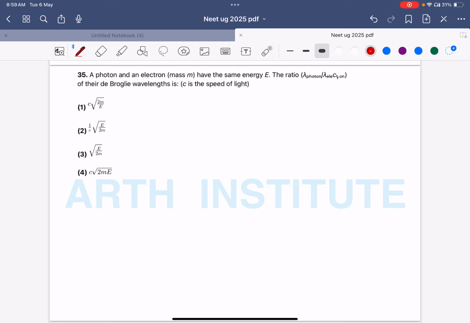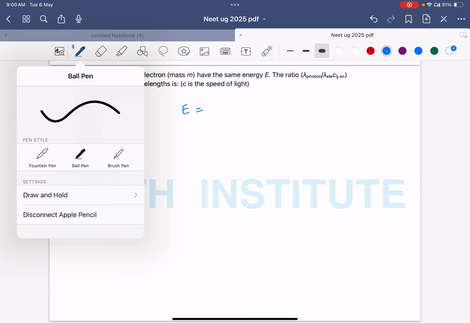Next is: a photon and an electron have the same energy E. The ratio lambda photon to lambda electron of their de Broglie wavelengths is? Now, you know that both photon and electron have got the same energy. So what is the wavelength of the photon? Energy of a photon E is equal to hc by lambda.